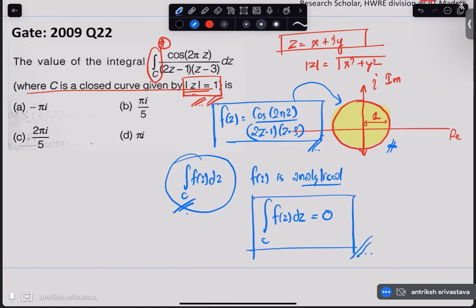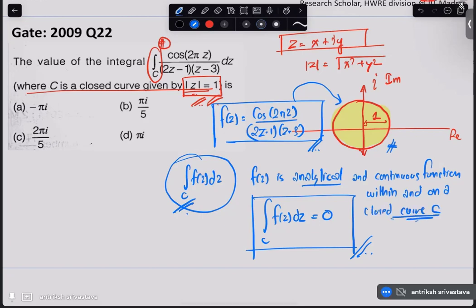All right. So let me write it here. If f(z) is analytical and continuous within and also on a closed curve C, then everything is fine, and then the answer is simply 0.